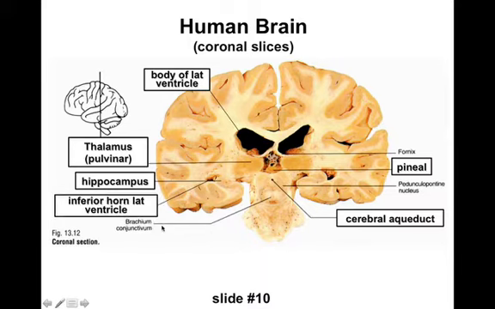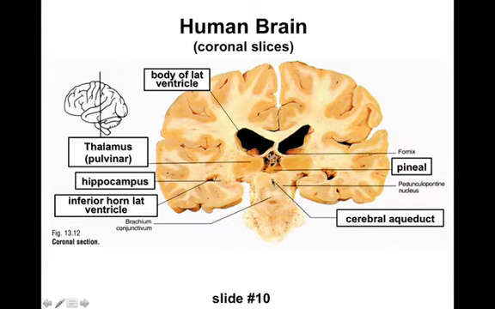As we move further back, we're starting to see the more posterior structures of the brain. The thalamus, again, is present here. I'm not going to ask you to remember that it's the pulvinar nucleus, just that it's the thalamus. We also have the hippocampus. It's still present. It's a long structure. The inferior horn of the lateral ventricle we can also identify.